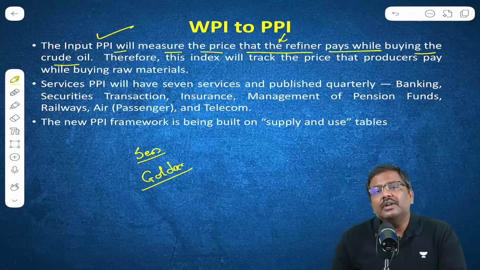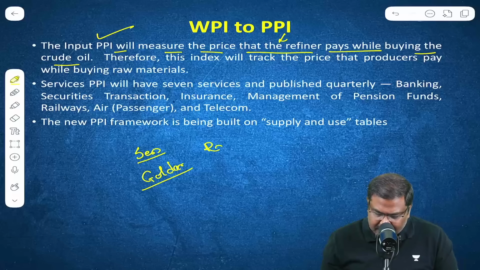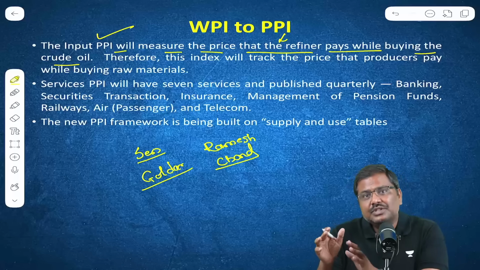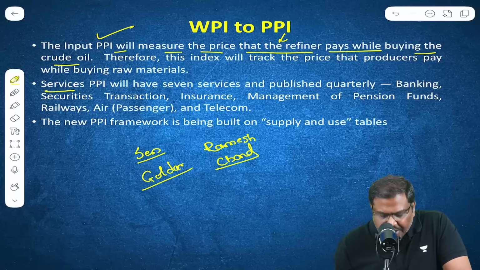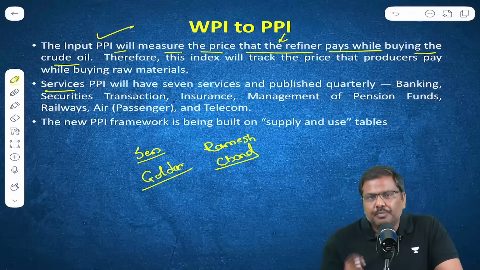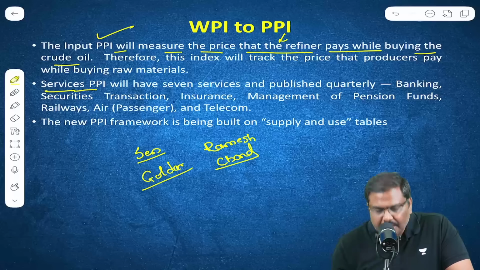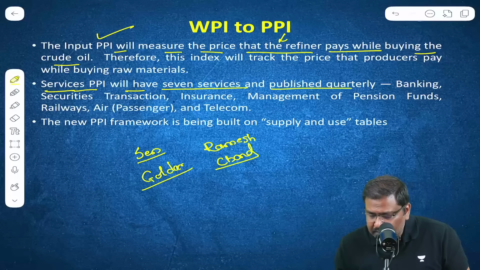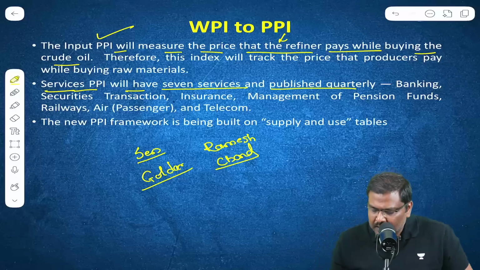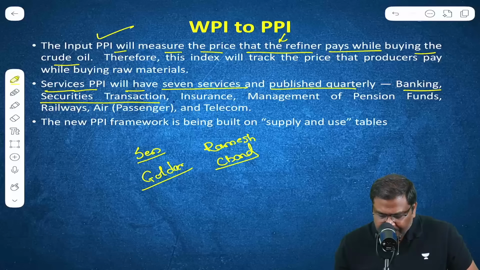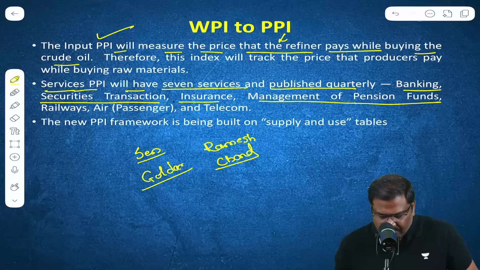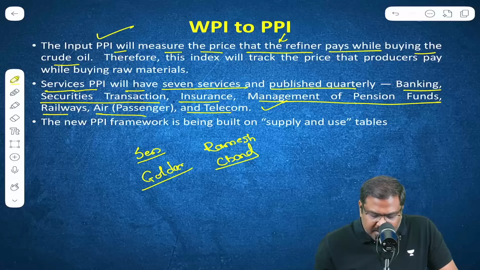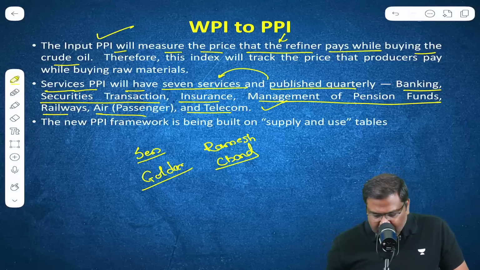Later, in December 2024, the government of India set up one more committee, that is the Ramesh Chand committee. So these particular changes are based on the committee's recommendations. Now, in addition to the input PPI and output PPI, there will also be a Services Producer Price Index. It will have 7 services and will be published on a quarterly basis. These are banking, securities transaction, insurance, management of pension funds, railways, air passenger, as well as telecom. So these are the 7 sectors or services that will be included in the services PPI.